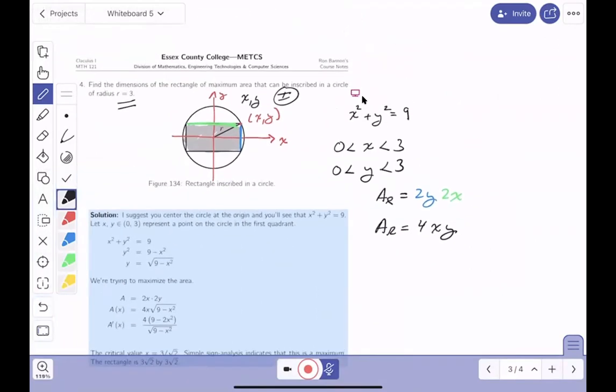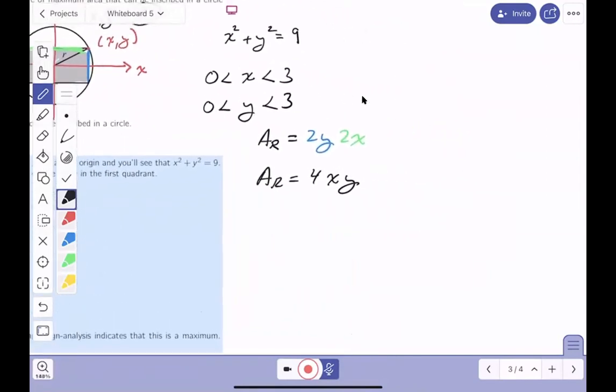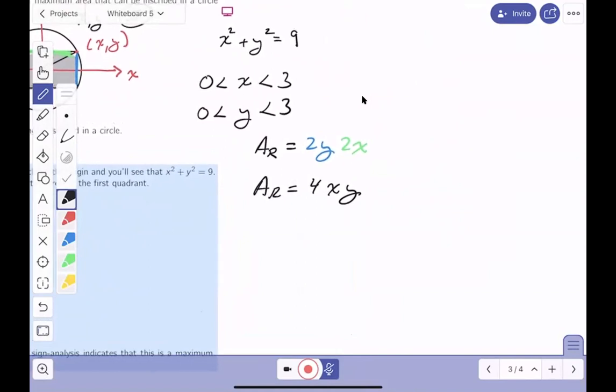Now, what do they want to do? I'll read it. They want to maximize this thing, but I can't maximize with 2 letters. So what I'm going to do over here, I got to figure this thing out. I got to get a function of 1 variable. So I'm going to take this thing here and I'll solve for y. And what do you get? Y squared is equal to 9 minus x squared.